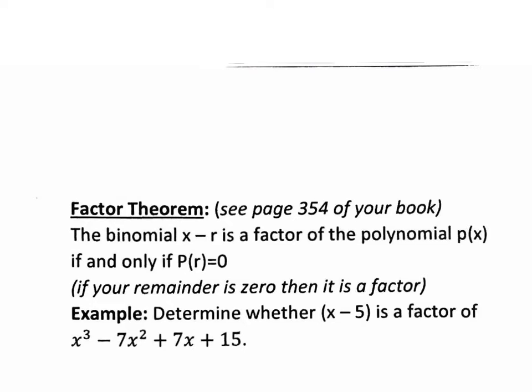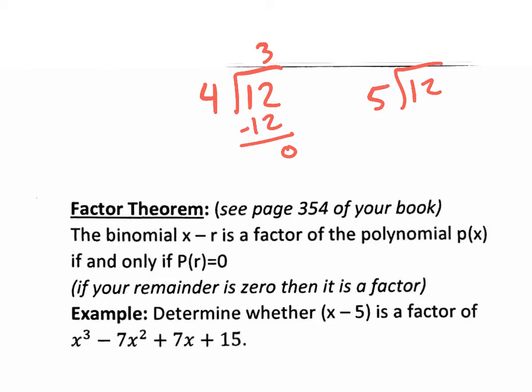What if I asked you, is 5 a factor of 12? No. Is 4 a factor of 12? Yes. 4 goes into 12 3 times. What would your remainder be? 0. Is 5 a factor of 12? No, because when you do this, you're going to have a remainder. So it's just simple. If you're dividing something by a factor of that something, the remainder should be 0.